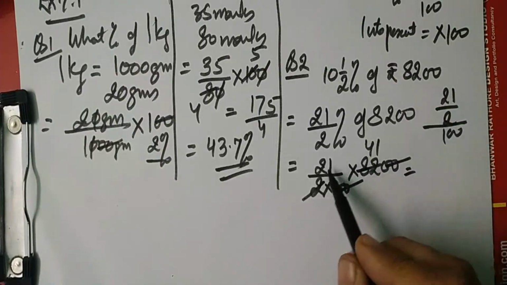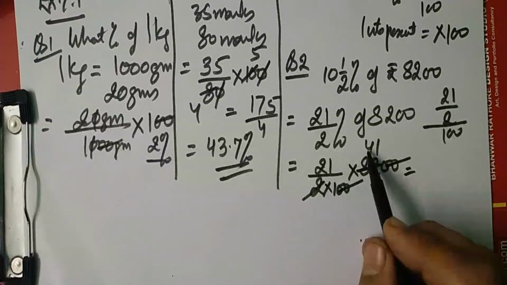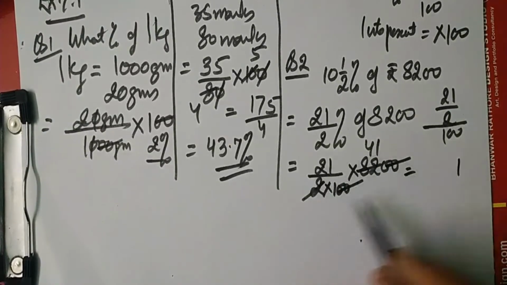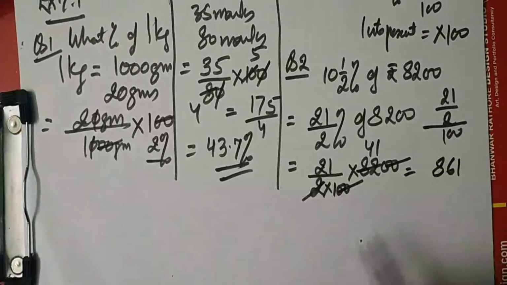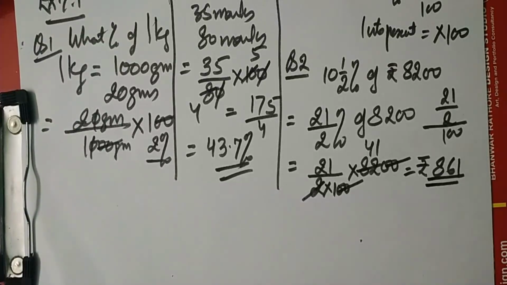So your answer will come 21 into, so what is the answer? 21 into 1, 21, and 21 into 4, 84 and 86. So answer is rupees 861. So whenever you have to convert any quantity which has a percentage sign, we divide by 100.